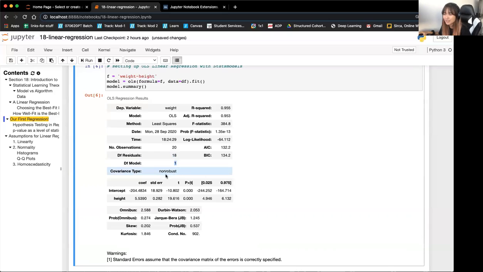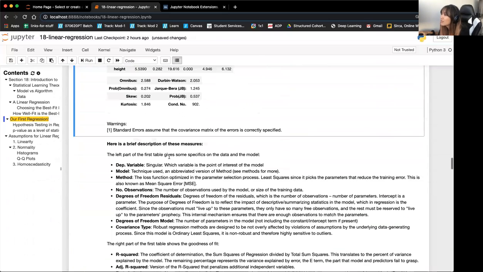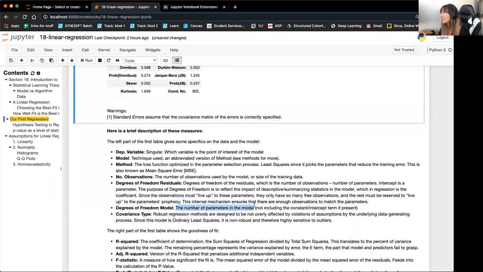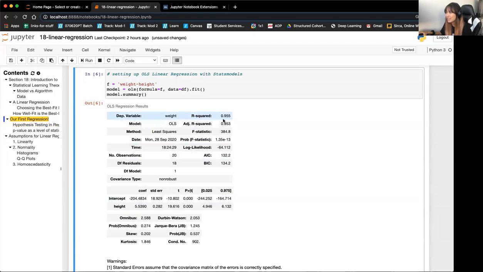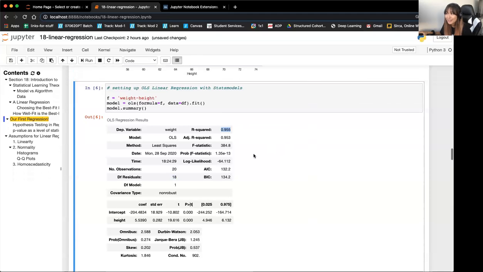Degrees of freedom of model, I honestly don't remember what that is off the top of my head. Actually, let's take a look. Degrees of freedom for the model is the number of parameters in the model, not including the constant or intercept term. All right, so here are the more important ones. R squared. You can see that we have an R squared of 0.955. That just means that this model can account for 95, or closer to 96%, of the variance in our weight variable. Adjusted R squared.